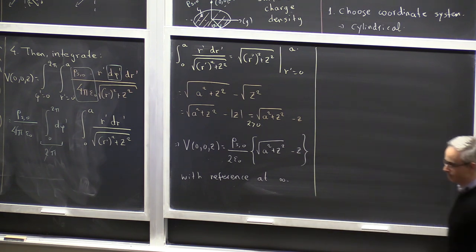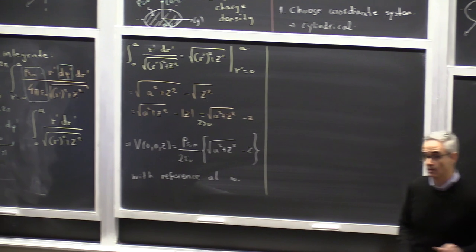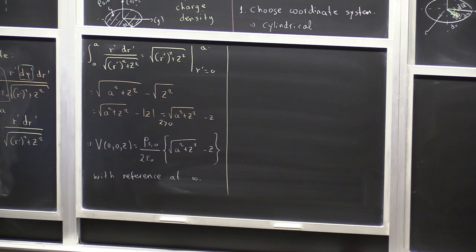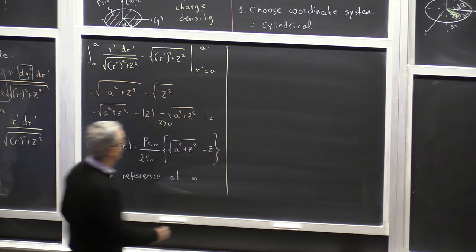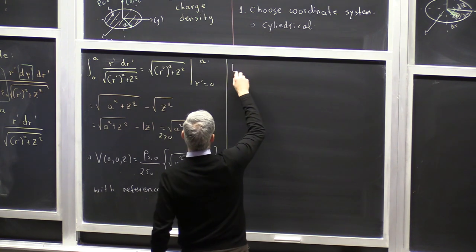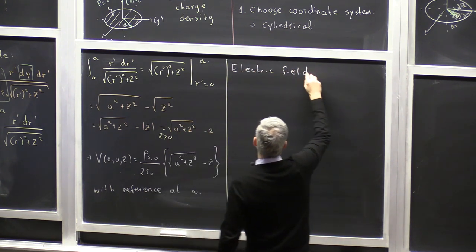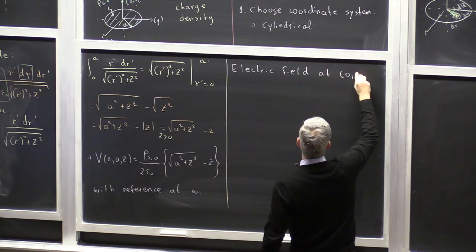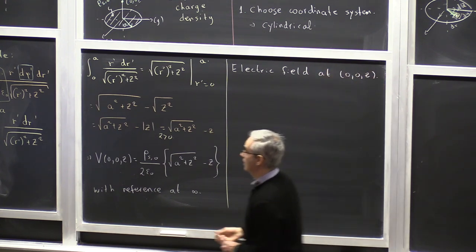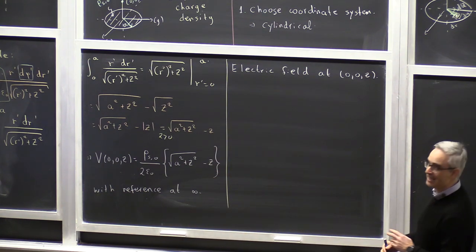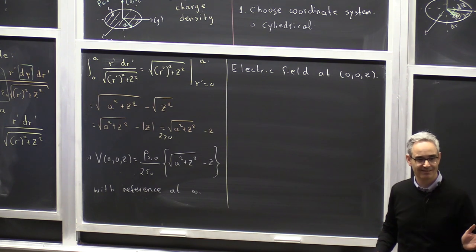Okay. So any questions on this? So now that I have the potential, I can also find the electric field. And at this observation point, what electric field do you expect to see in terms of the direction? Any ideas?